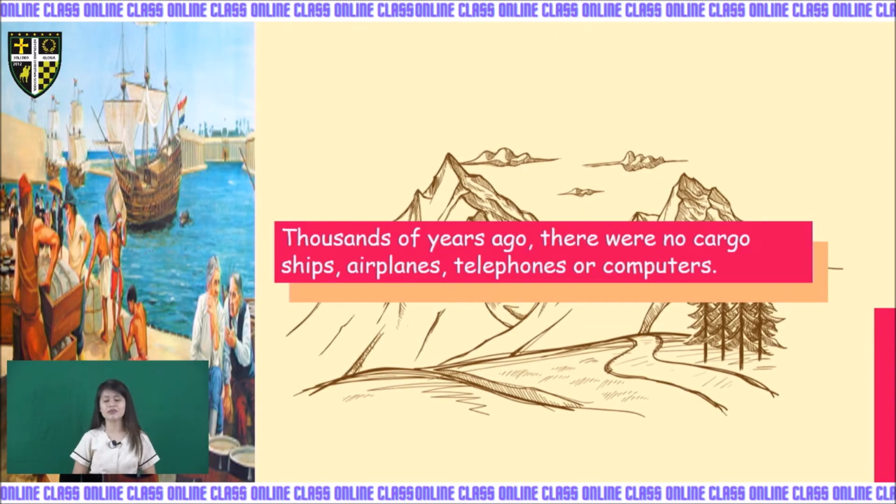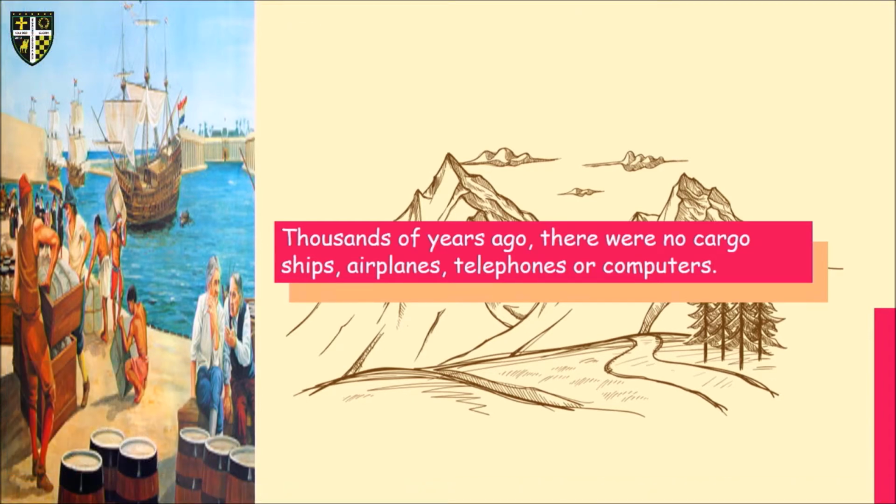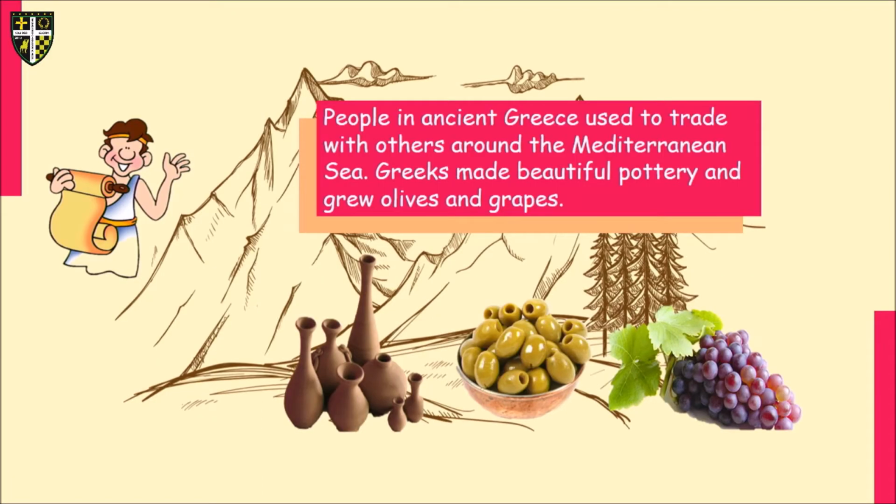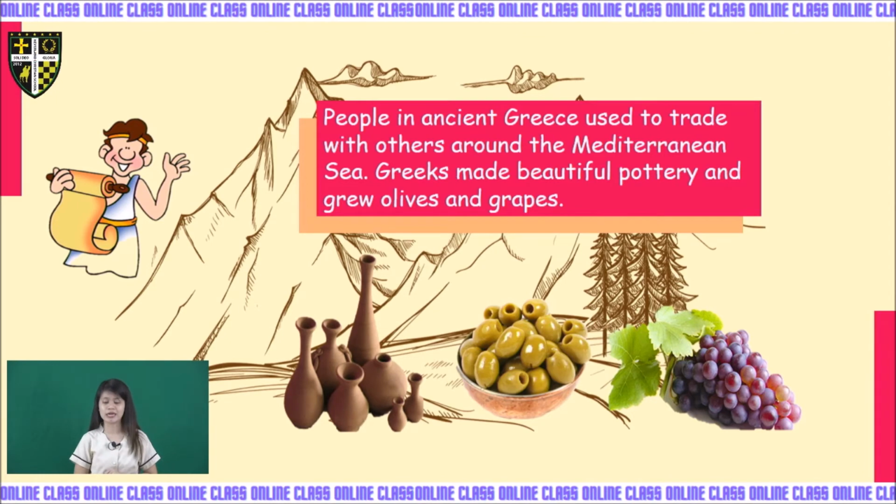And thousands of years ago, there were no cargo ships. There were no airplanes, no telephones, not even computers. And how did they do trade or trading? Well, again, I repeat, they used boats, they traveled to each country or islands. And in ancient Greece, this is an example in our story.